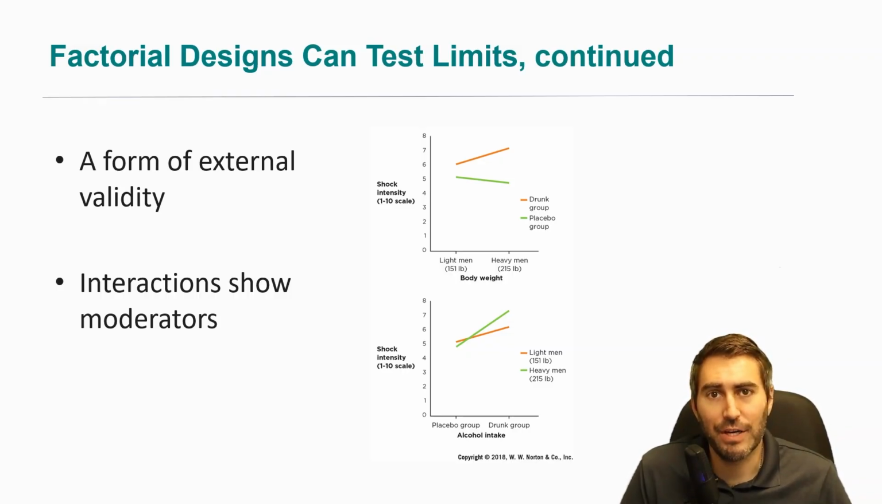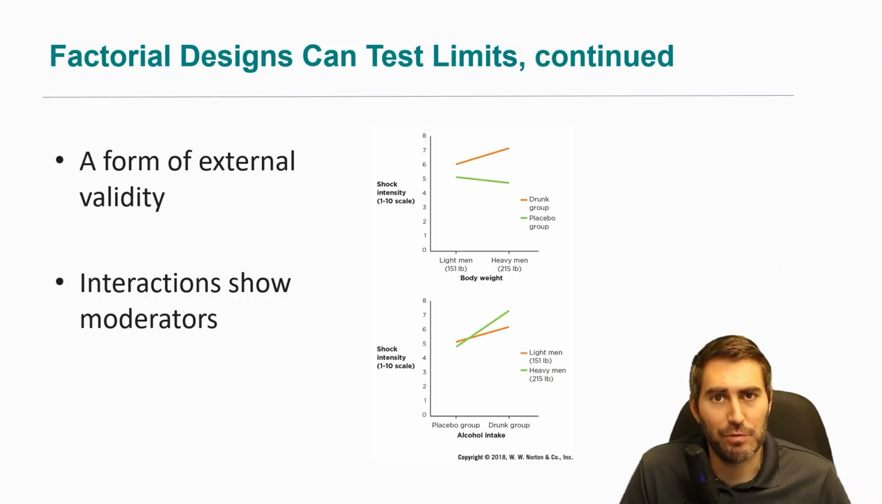As you can see by looking at the two graphs, which are the same except that the independent variables are switched around, the effect of alcohol was very strong for heavier men. Using a factorial design to test limits is called testing for moderators. A moderator is an independent variable that changes the relationship between another independent variable and a dependent variable.